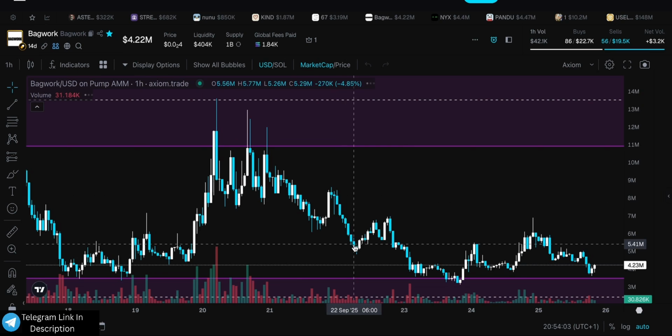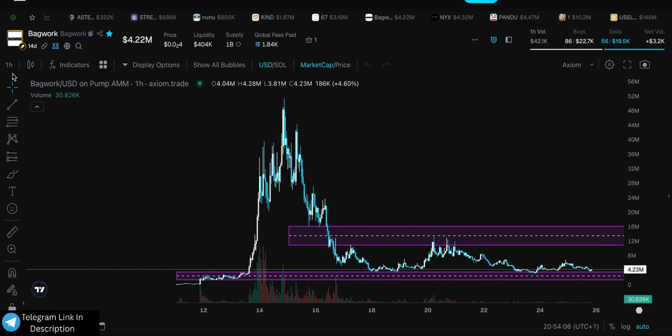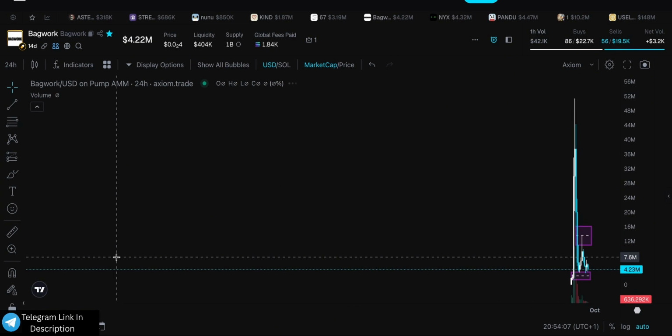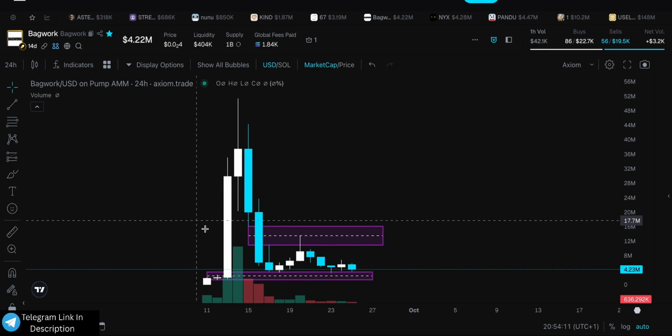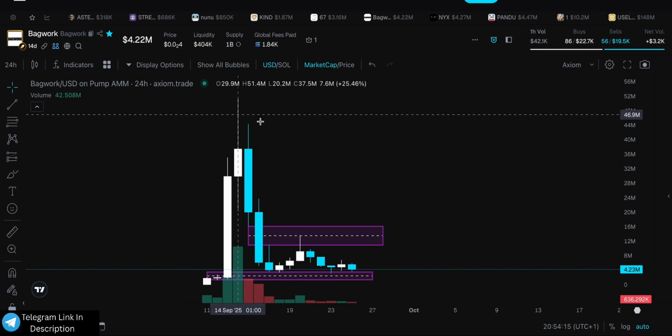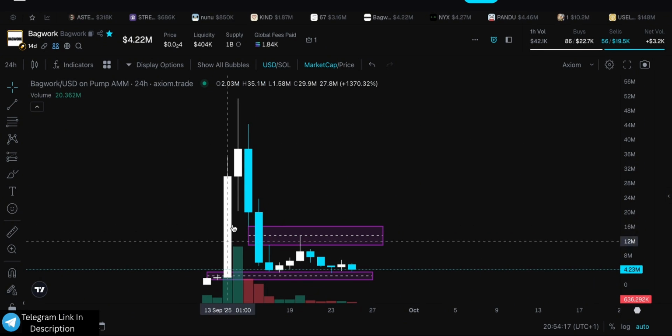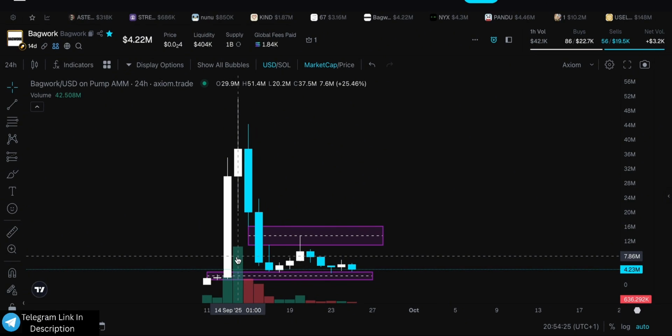So, what do we see here? Well, goes to 24 hours. This is just some random coin I have in my watch list. Well, we come up. This is an area of resistance. Obviously, I didn't mark it out because, you know, it's meme coins. Meme coins are always going to go to zero, guys. So, knowing that, we're looking at areas of support.